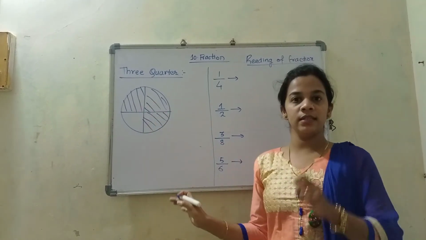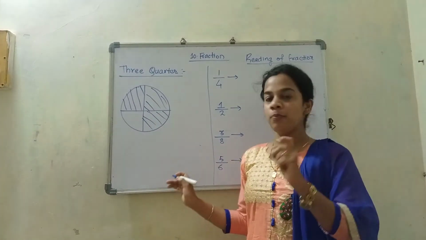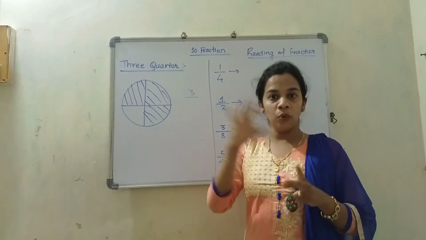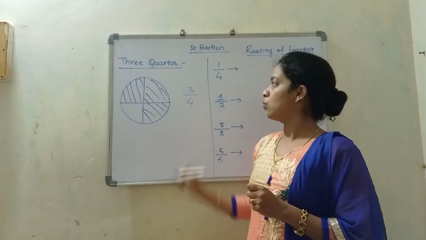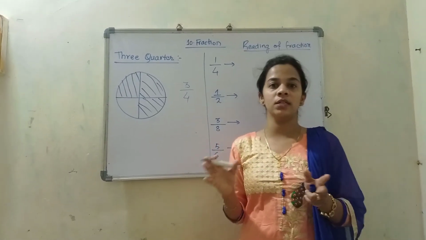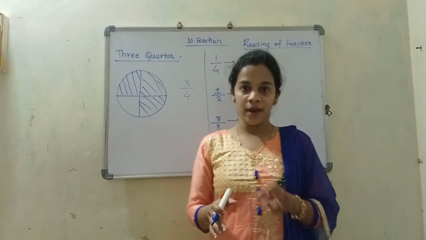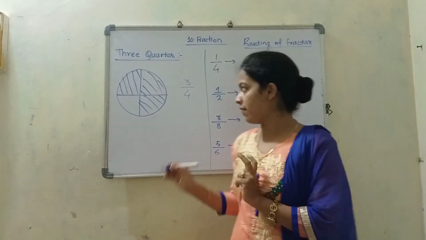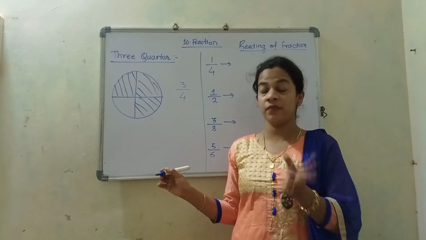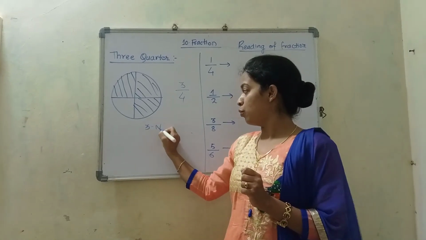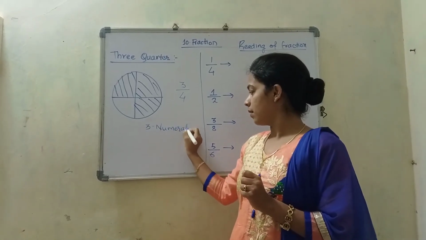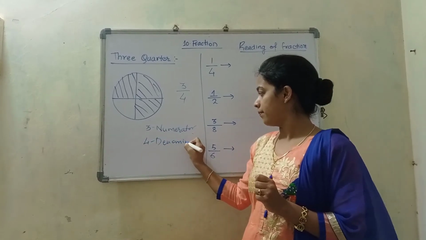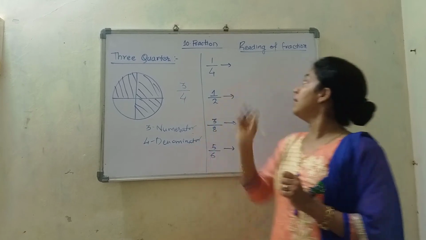Now you can clearly see the shaded portion. 3 areas are shaded, so 3 will be on the top. Total, it is 4. So the representation of 3 quarters is 3 upon 4, where 3 is the numerator and 4 is the denominator. If anyone asks you to specify, you can clearly say 3 is the numerator and 4 is the denominator. Fine.